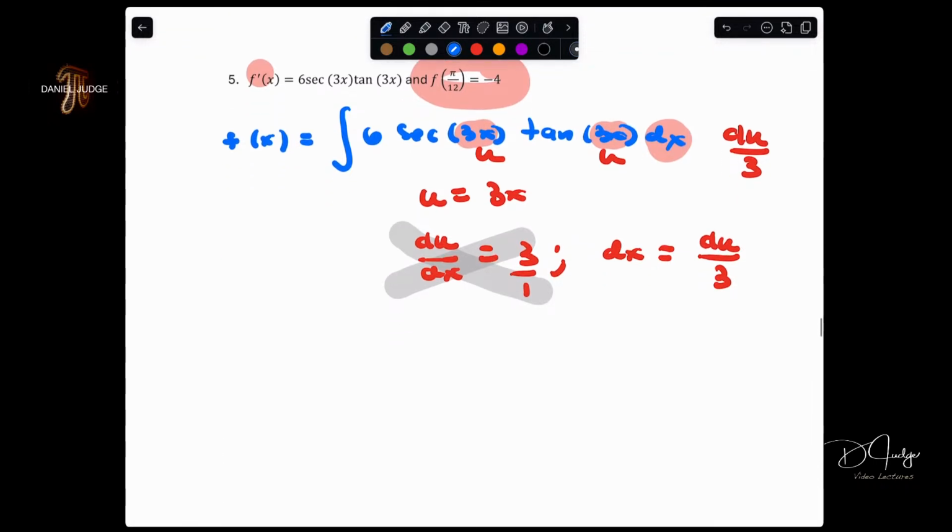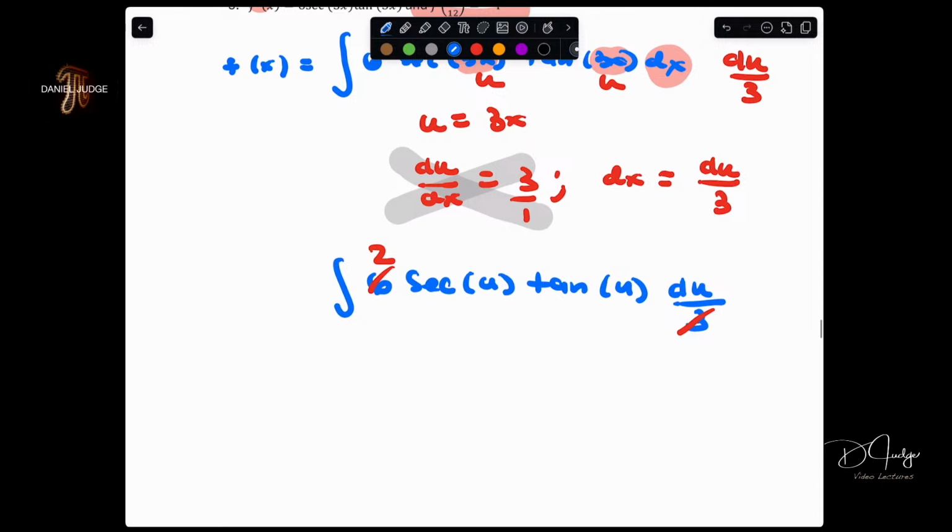Now we get the integral of 6 secant u tangent u du over 3, where 6 divided by 3 will give you a 2. So we pull out the 2.